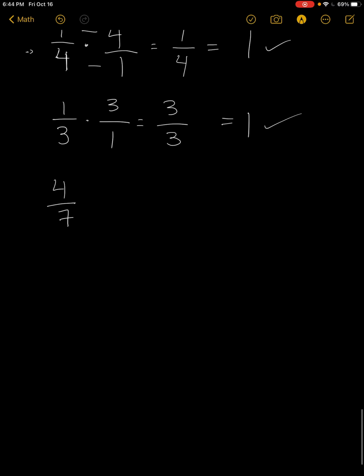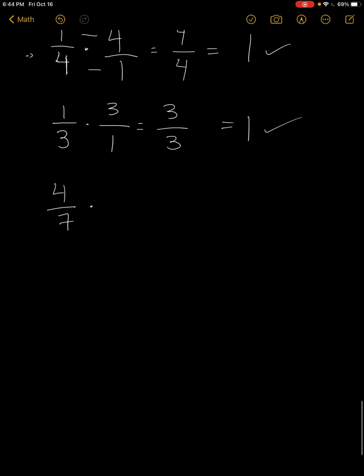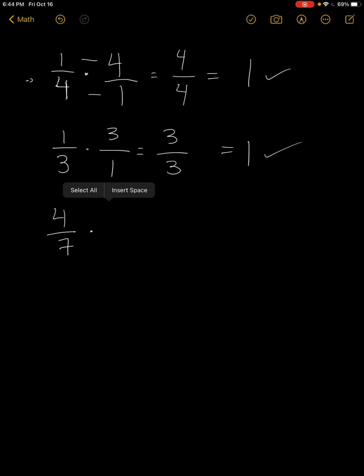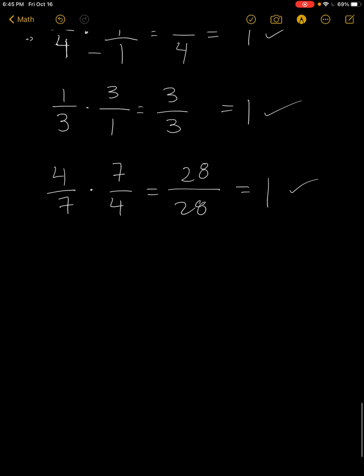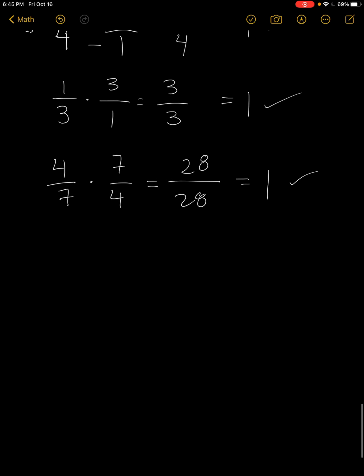To make it a little bit more complicated, 4 over 7. If we look at the pattern here, 1 over 3 versus 3 over 1, 1 over 4 versus 4 over 1, let's just flip the fraction. 4 over 7 times 7 over 4. So we get 28 over 28, which equals 1.